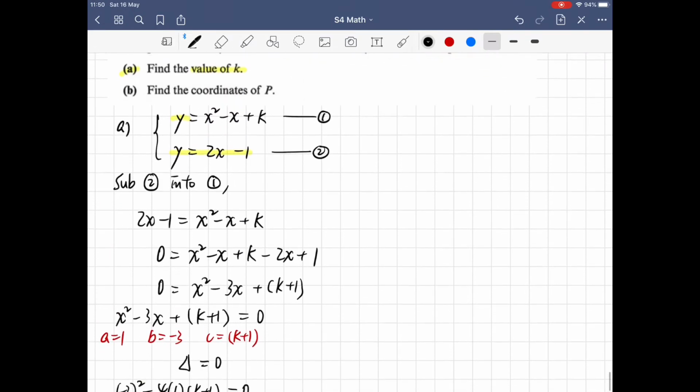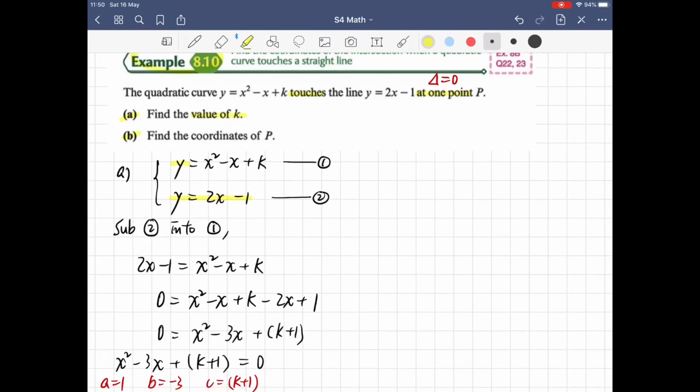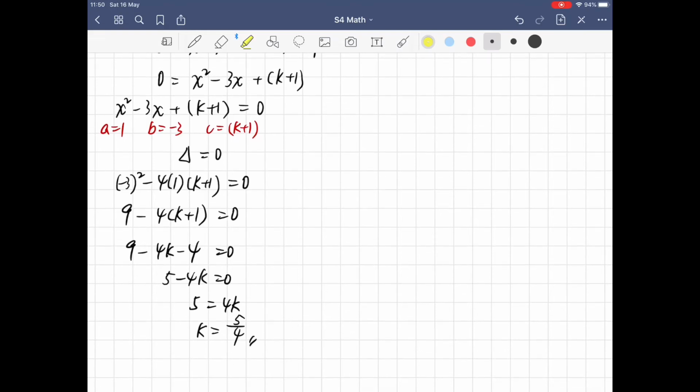Then let's take a look at part B. In part B, it asks you to find the coordinates of P. That means it asks you to solve the quadratic equation. From the result of part A, we know that k equals 5 over 4, and we can put this result back into the quadratic equation.